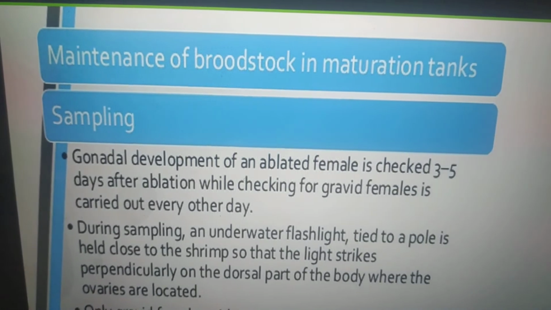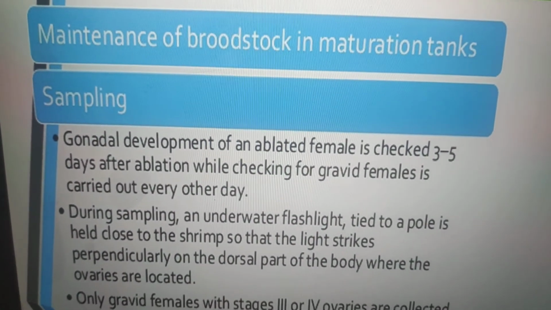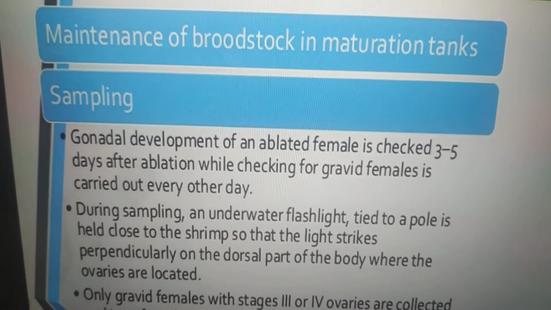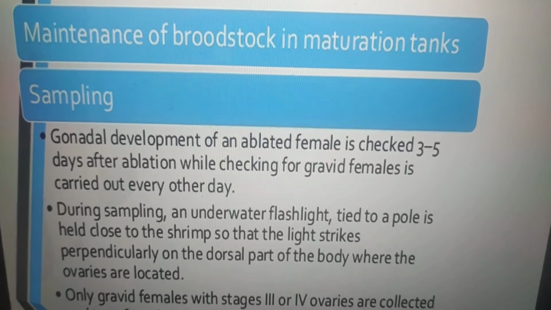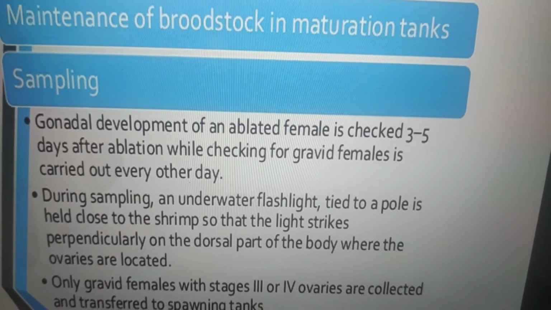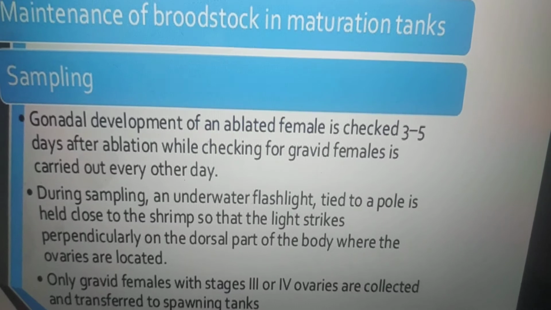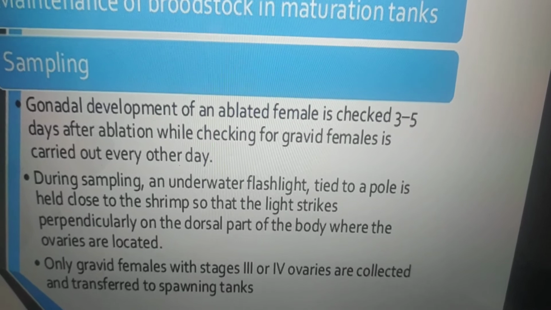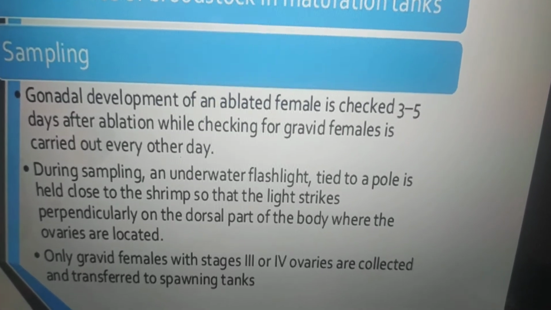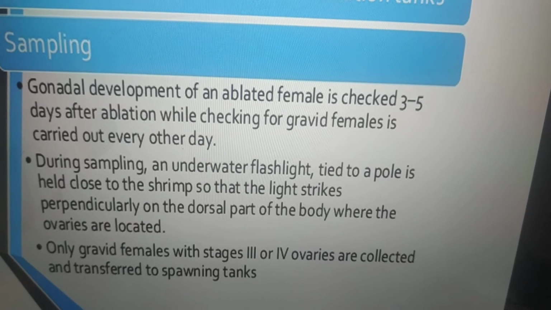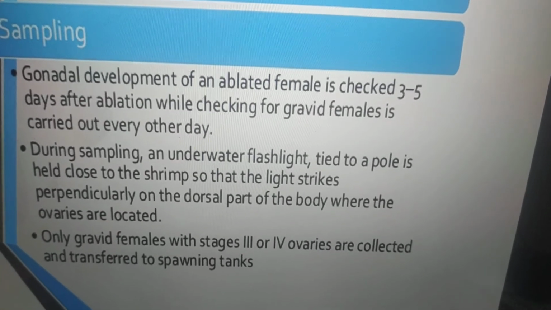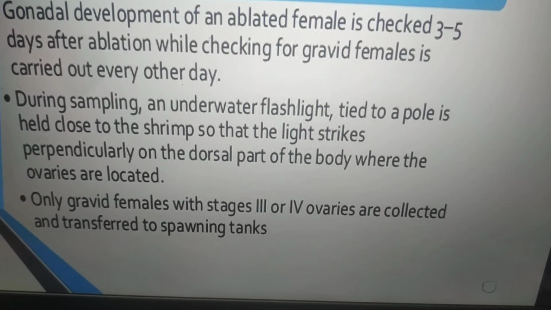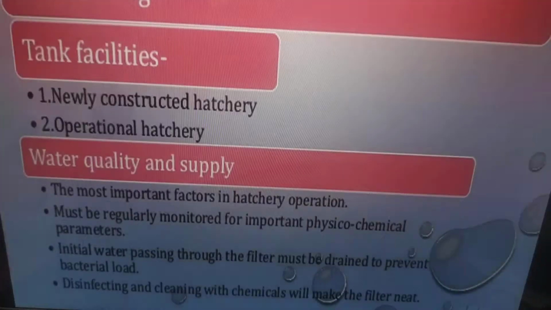Maintenance of broodstock in maturation tank. Sampling. Gonadal development of an ablated female is checked 3 to 5 days after ablation. Checking for gravid females is carried out every other day. During sampling, an underwater flashlight tied to a pole is held close to the shrimp so that the light strikes perpendicularly on the dorsal part of the body where the ovaries are located. Only gravid females with stage 3 and 4 ovaries are collected and transferred to spawning tanks.